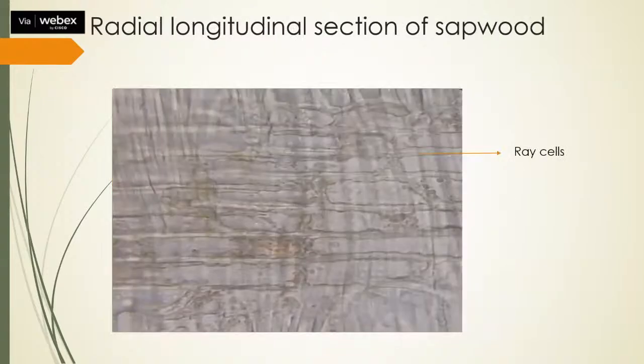This is the radial longitudinal section. So for any identification, we have to take these sections in all the 3 directions, that is cross, radial, and tangential section. You have seen the cross section and the tangential section. This is the radial longitudinal section, and this is the sapwood, RLS. Here you can see the ray cells. These are all heterocellular ray cells. You can see that this is sapwood. There are no deposits over here.